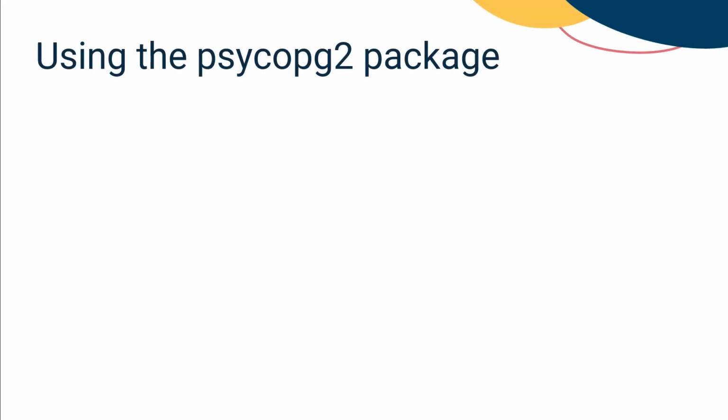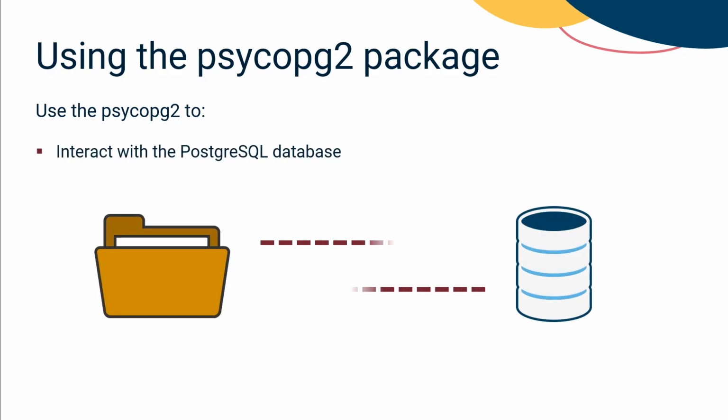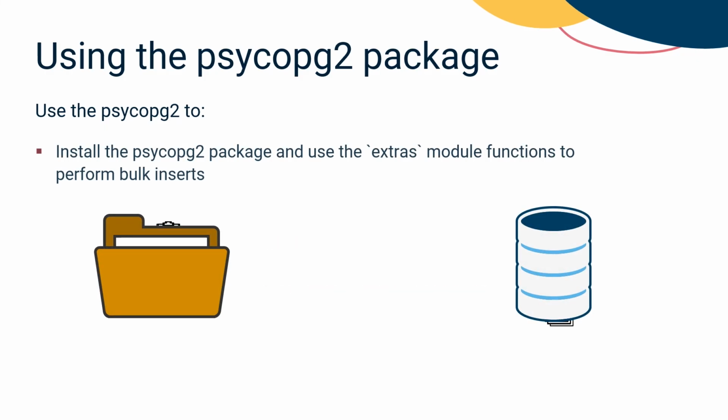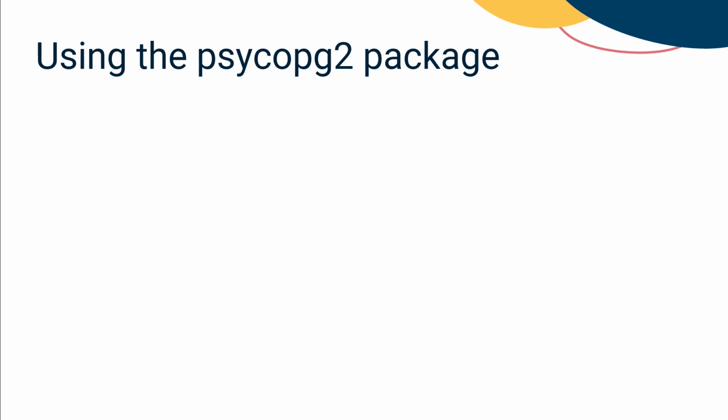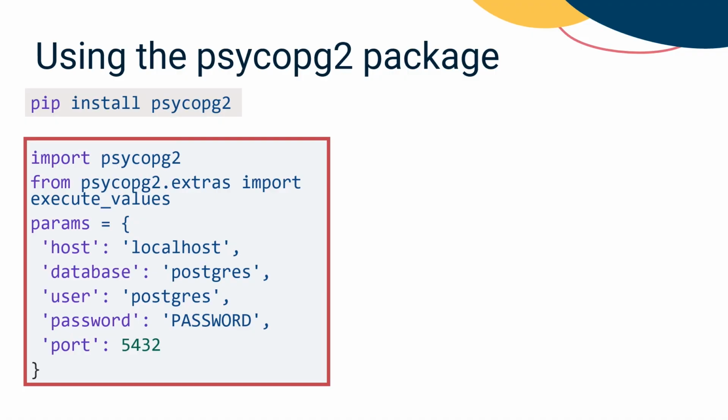Now, let's check out how you can use the psycopg2 package to perform bulk inserts when coding using Python. In Python, you can use the psycopg2 package to interact with the PostgreSQL database. This package includes an extras module with functions you can use for bulk insertions. To begin working with PostgreSQL through Python, you must first install psycopg2 and then import the package into your Python code. Next, import the execute_values function from the extras module.